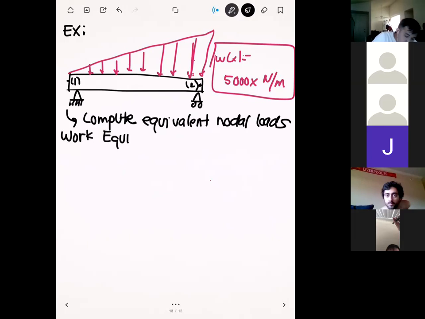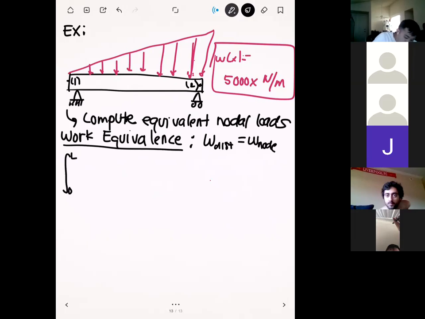All right, so remember, we're using the principle of work equivalence. The principle of work equivalence basically says that the work done by the distributed load has to be the same as the work done by the nodal loads.